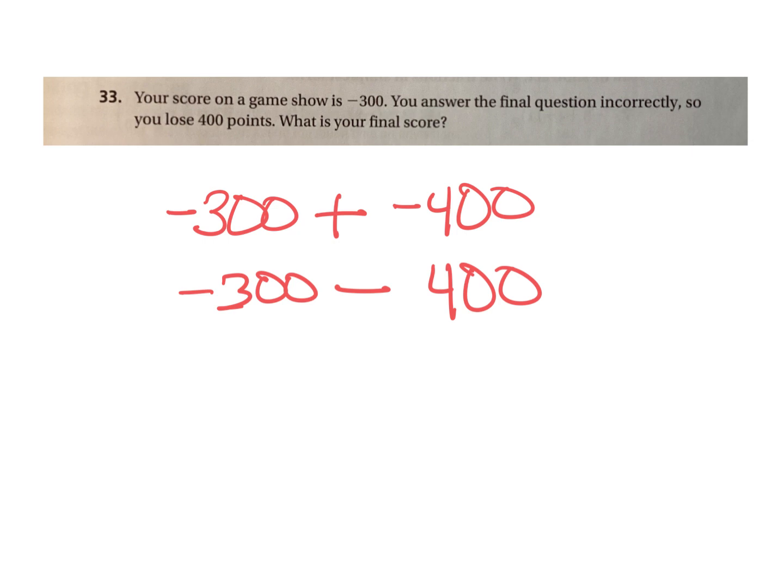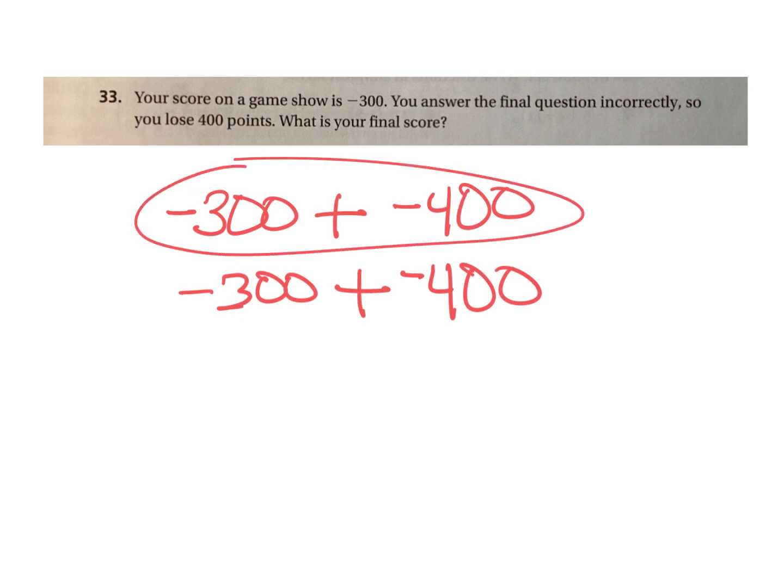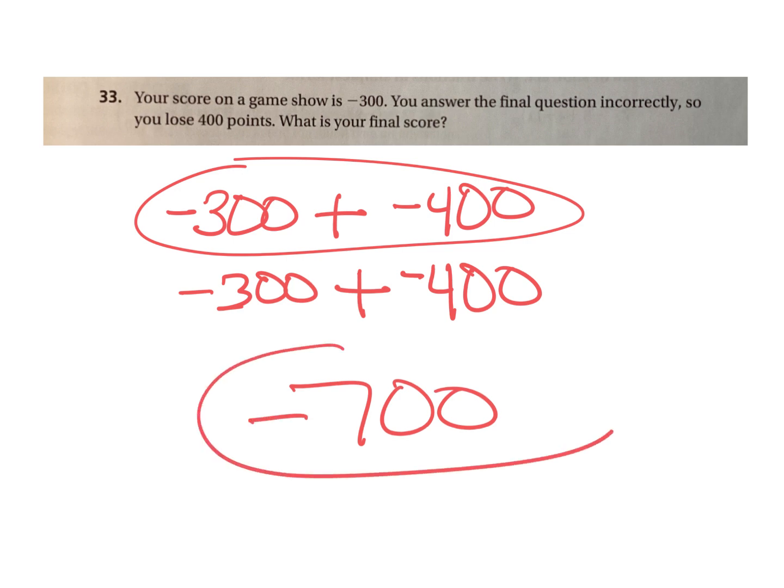And then watch what happens. If I decide I don't want to subtract, I add the opposite. And then it became that same thing. So now it's negative 300 plus negative 400. They're the same, both negatives. So I add them together, and I know it's going to be a negative.